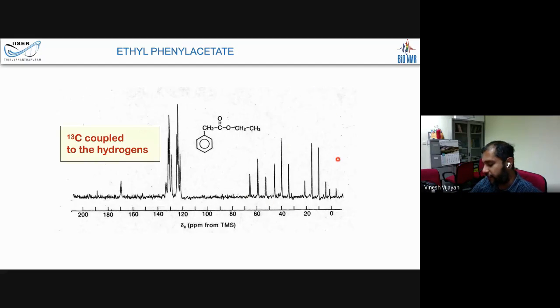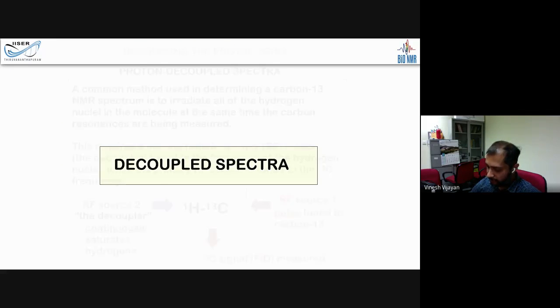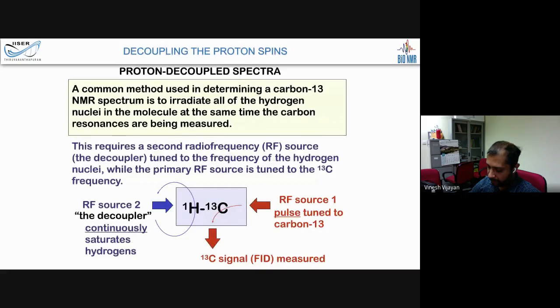So it is very difficult to interpret them properly. So what we normally do is decouple the spectra. When we are observing carbon-13, we apply a radio frequency such that the spin states of these protons are flipped. So plus half becomes minus half becomes plus half. So the carbon-13 doesn't know whether it is attached to a plus half proton or a minus half proton.